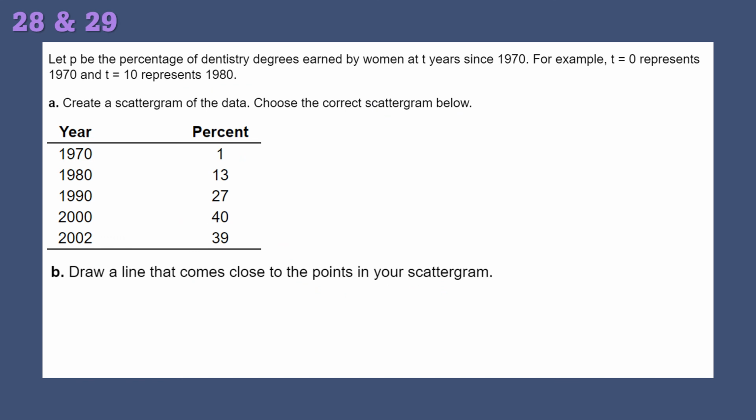Let P be the percentage of dentistry degrees earned by women, okay? So T equals 0 actually represents the year 1970. And so it says, hey, try to create a scattergram, but we have to change a couple things about this. One is we don't want to graph the X to be 1970. We want to change this up. So I'm going to have another column here. We're going to do this in Excel, because remember, we can do scattergrams in Excel.